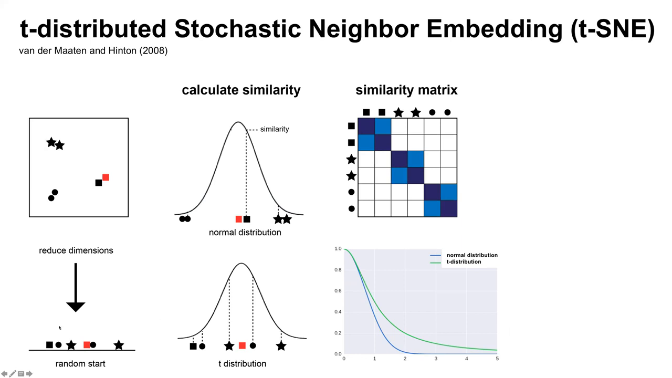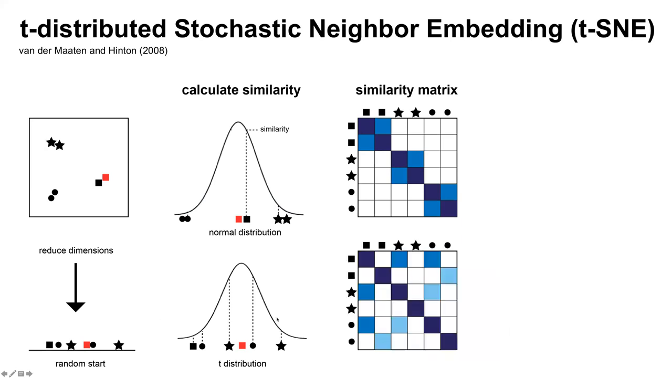So this is generation 1, a random start. It calculates similarities and makes a similarity matrix. So a random start may look like this. And so what t-SNE does is it minimizes the difference between these two plots by rearranging the low dimensional representation.